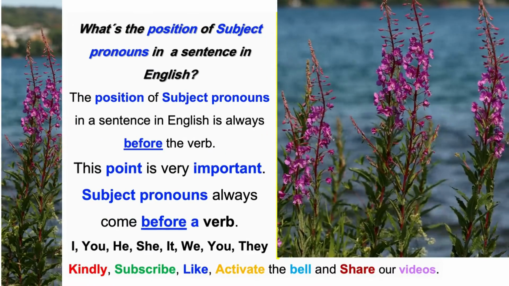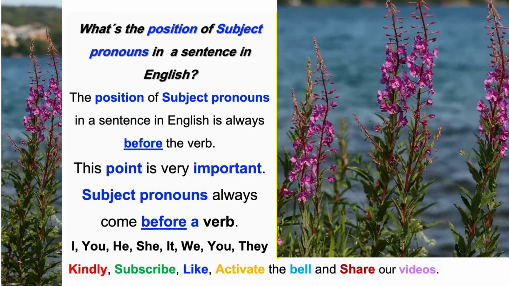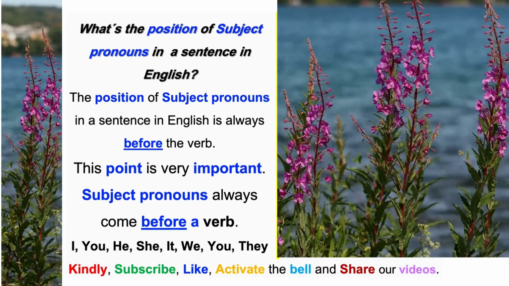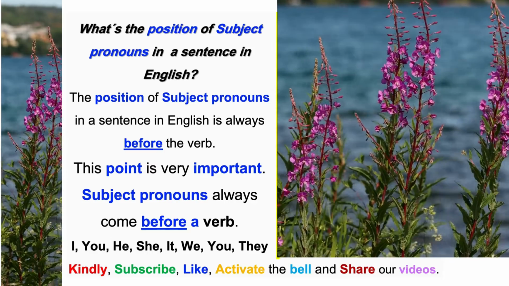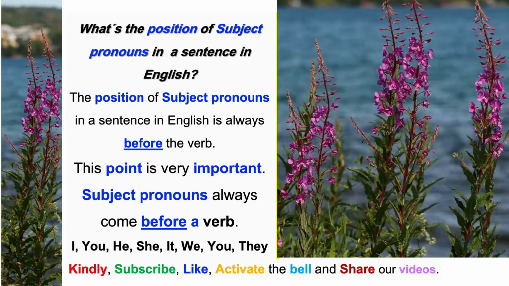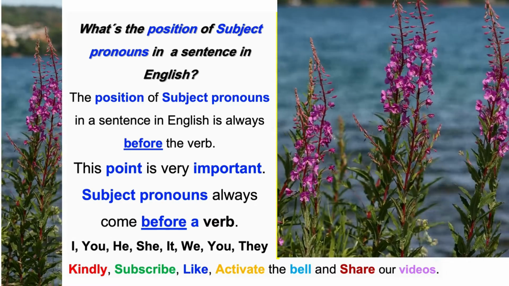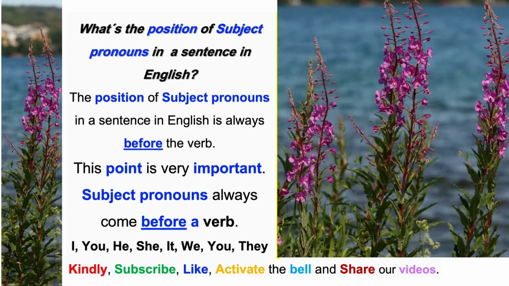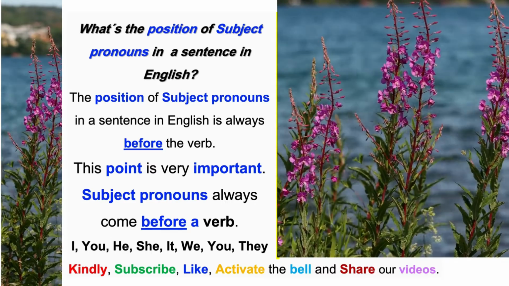The position of the subject pronouns in a sentence in English. The position of subject pronouns in a sentence in English is always before the verb. This point is very important. So subject pronouns always come before a verb. So I speak, you speak, he speaks, she speaks, it speaks, we speak, you speak, they speak. So always they come before a verb. Remember this point. It's very, very important.